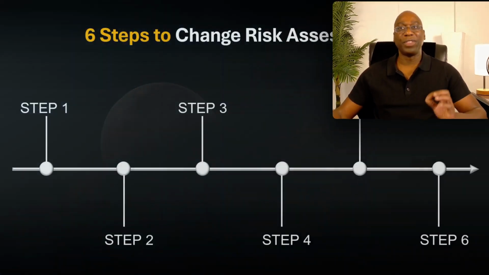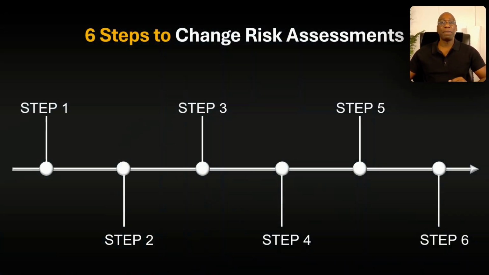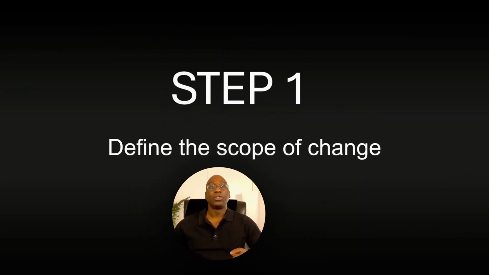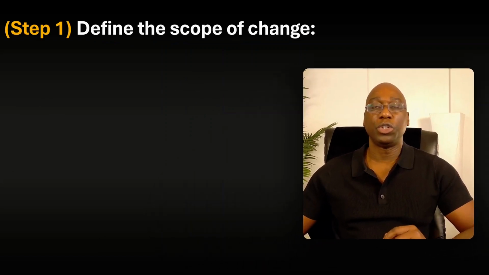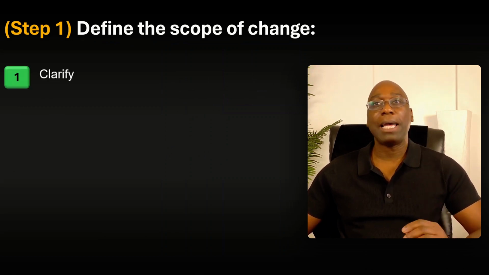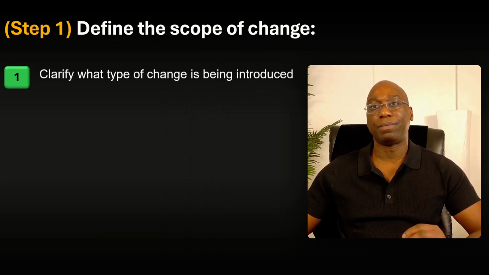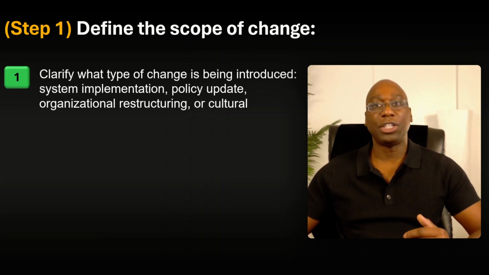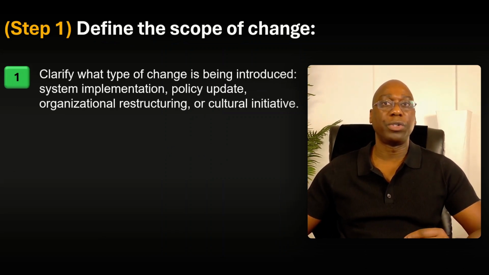Now, let us go over the 6 major steps for you to keep in mind when conducting your project change risk assessment. Step 1, define the scope of change. So for defining the scope of change, there are some key things you should do as part of this process. 1, you want to clarify what type of change is being introduced. Is it a system implementation? Is it a policy update? Is it an organizational restructuring or cultural mindset change initiative?